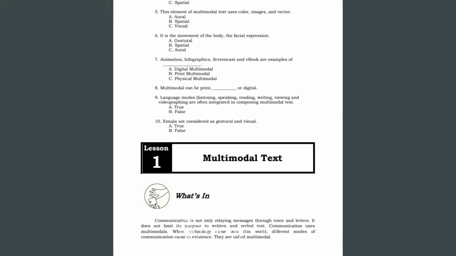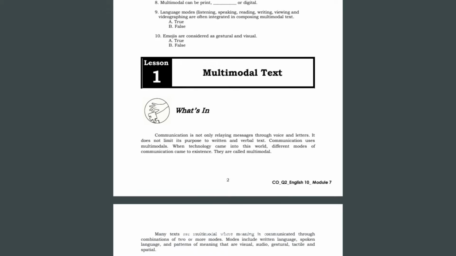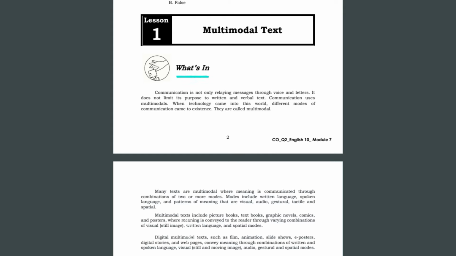Okay, and lesson 1, the multimodal text. So basically it tells you everything that you need to know regarding multimodal text. Now multimodal is actually a sort of getting the information or giving the information in a lot of different modes. You can get information through voice, you can get information through text, you can get a lot of it.